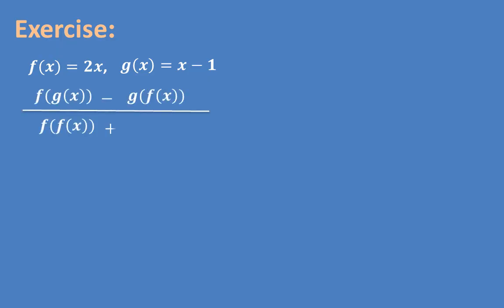Exercise. If f of x equals 2x, and g of x equals x minus 1, then, prove the following relation. Pause the video and try to solve this exercise. The solution. To prove this relation, begin with the left-hand side of it.